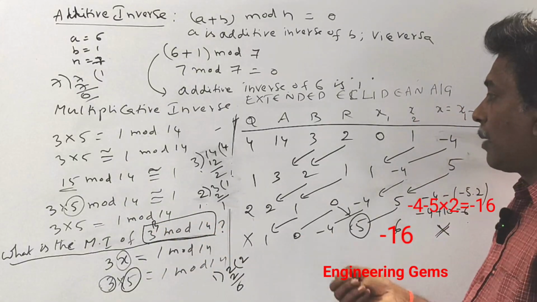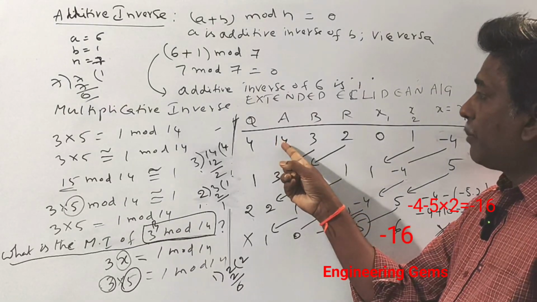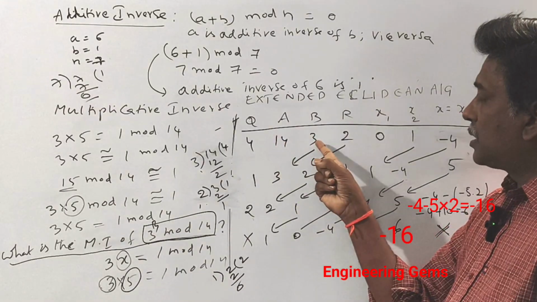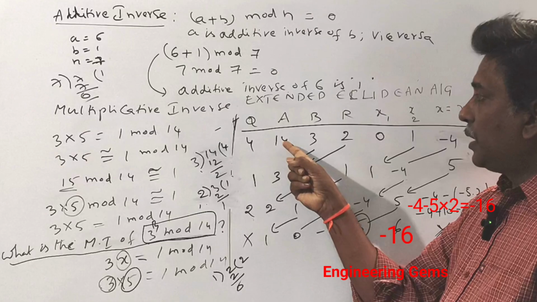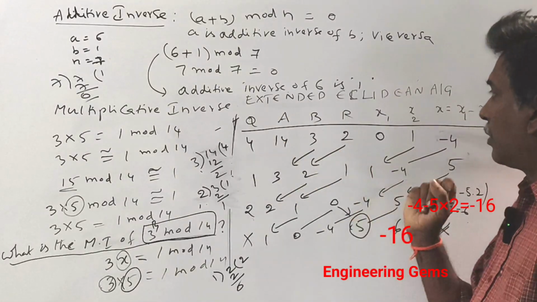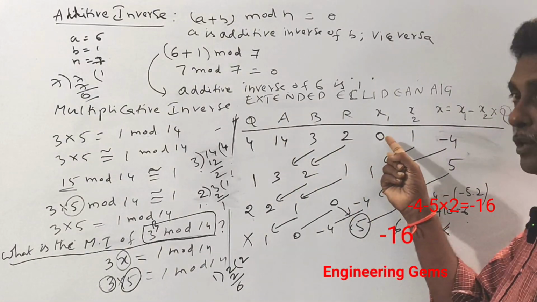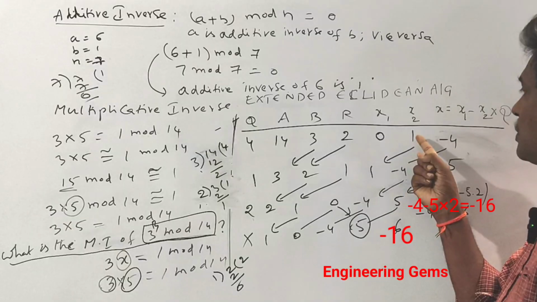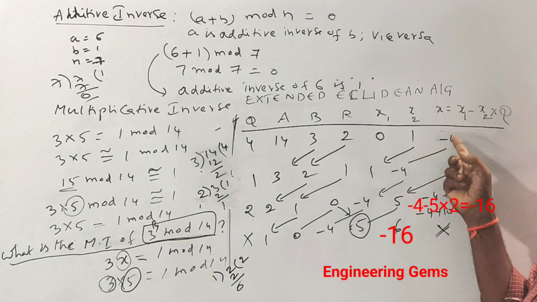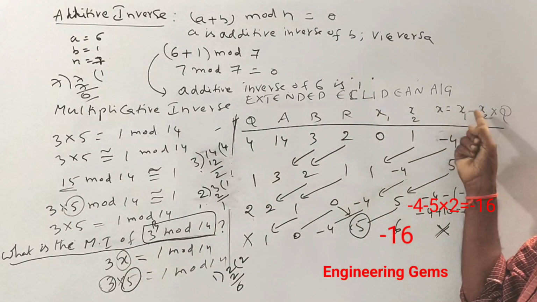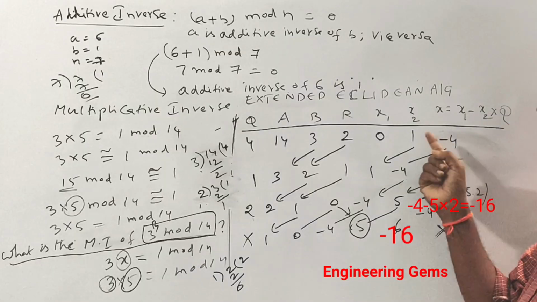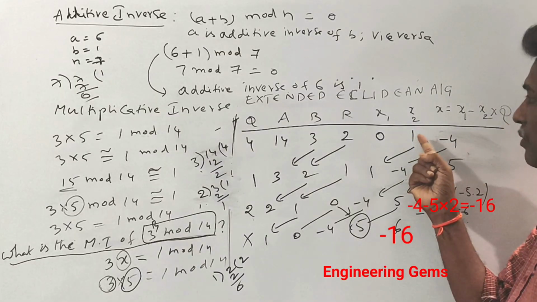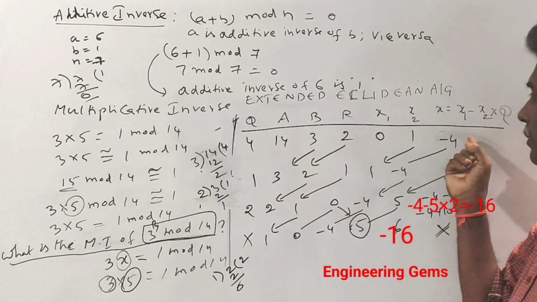Again, I am quickly recapping for you. The big number is taken as a, the small number is b. 3 divided by 14, the remainder is 2, the coefficient is 4. Initially you assume x1 is 0 and x2 is 1. The formula is x1 minus x2 into q. So 0 minus 1 means minus 1, minus 1 into 4, minus 4.